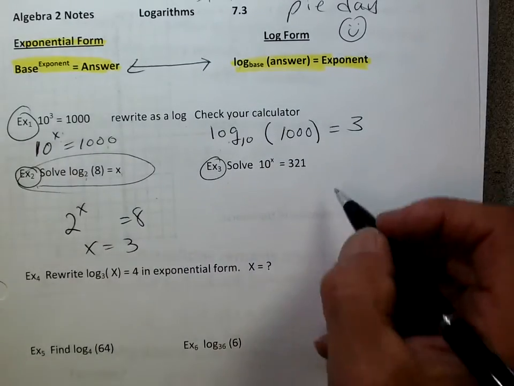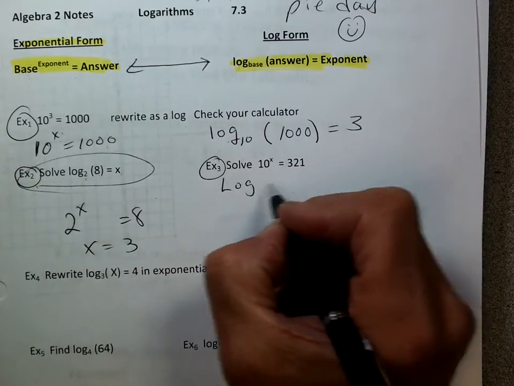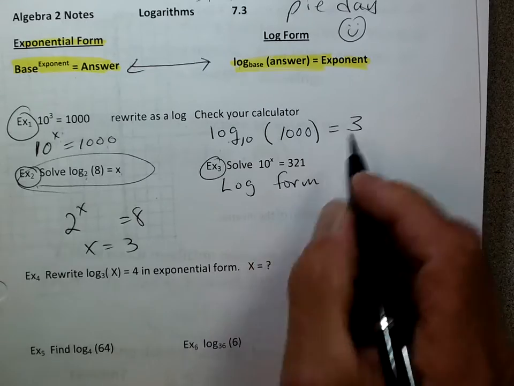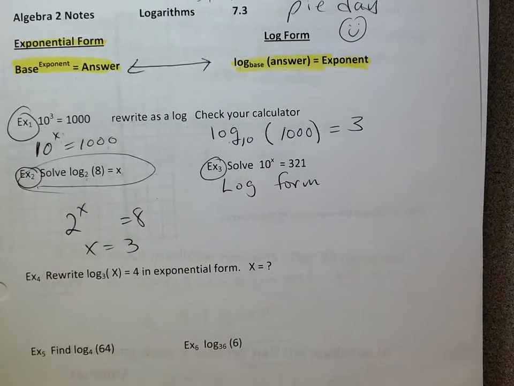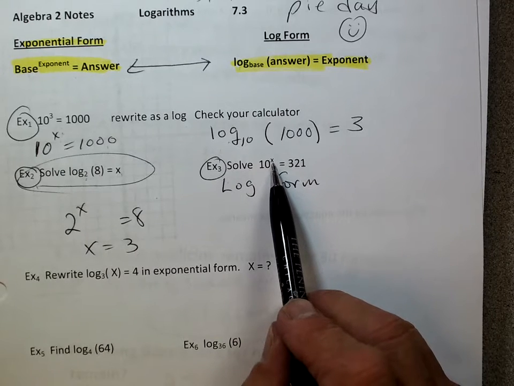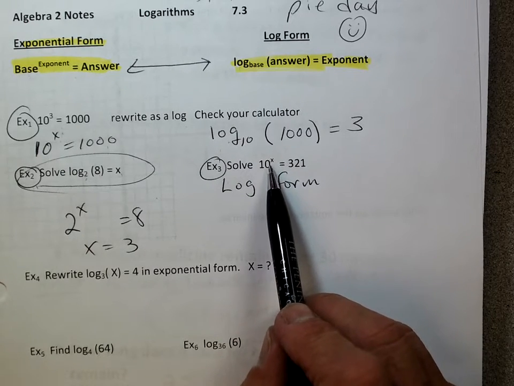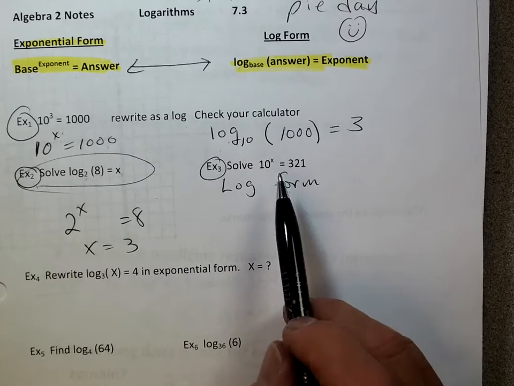Well, let's change it to log form to solve it. Now I'm guessing x is about 2 point something, because I know x squared is 100 and x cubed is 1,000. I'm guessing 2.2. But we can get exactly what it is.